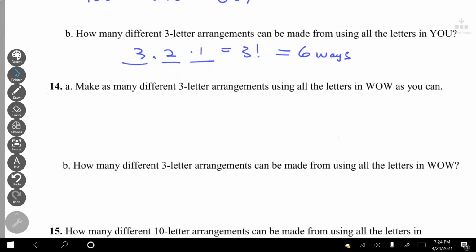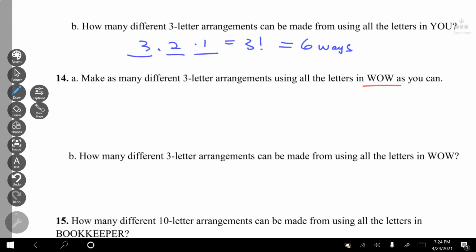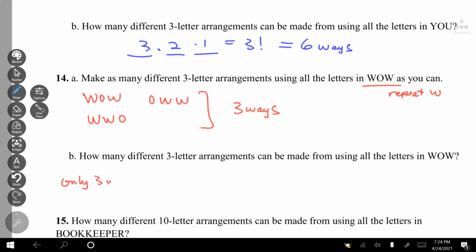So let's look at the word wow. Got a little bit of a problem here with the word wow. I have a repeat of the letter W, so there's only W-O-W, W-W-O, and O-W-W, and that's really about it. After that, they're all going to be the same. 3 ways. So there were only 3 ways. So my question is, why?